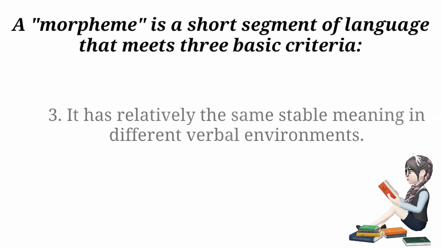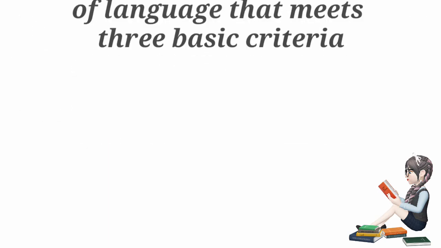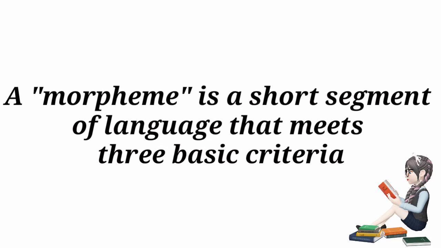Lastly is, it has relatively the same stable meaning in different verbal environments. Based on my understanding, if I'm not mistaken, the third criteria tells that it has generally similar stable meaning with other various verbs. And that's all the three basic criteria of a morpheme that we should always remember. Okay?